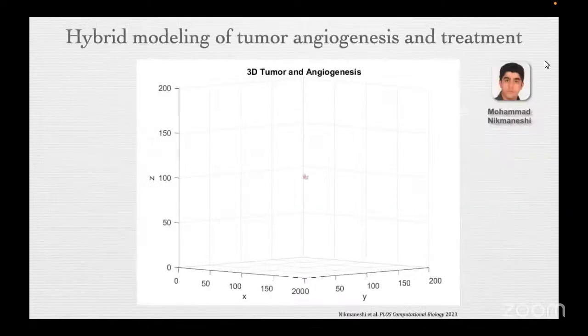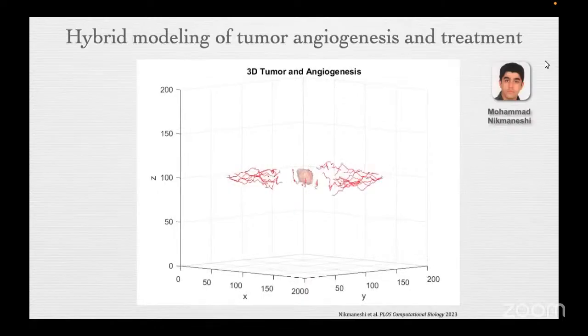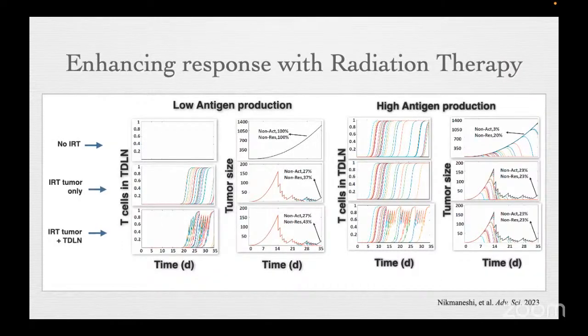Tell us what kind of radiation therapy you performed there? What is the dose of radiation? Did you apply that radiation to the lymph node as well? It was the same dose to the, yeah, I think it was 5 gray, distributed over those 35 days, starting at day 14. I can get you the details, it's in the paper.